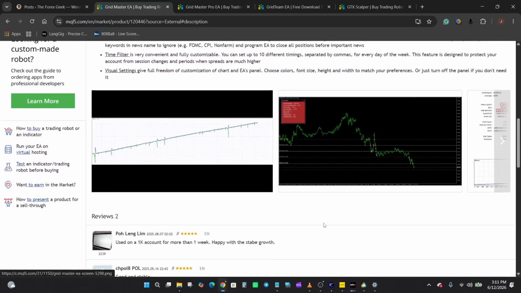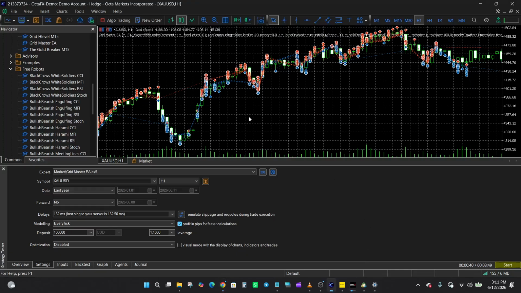Right now, we're just gonna head over to our strategy tester. Let's see how this EA performed in 2026 from 1st January 2026 till date. So we are testing the Gridmaster EA on XAU on the H1 time frame, and for the delays we are using the last ping to the server, every tick modeling.